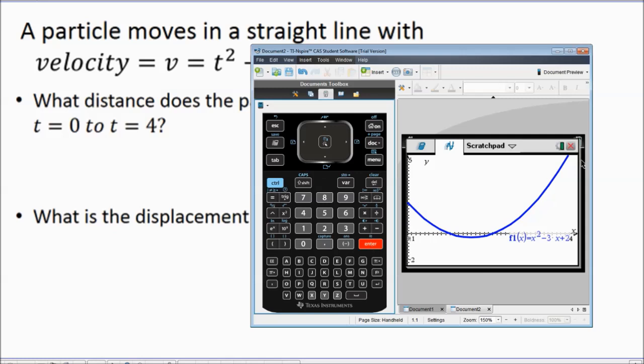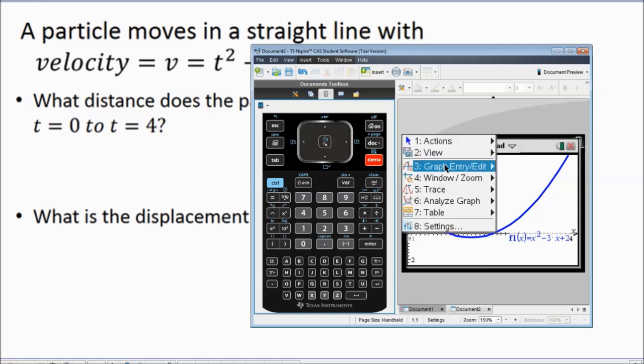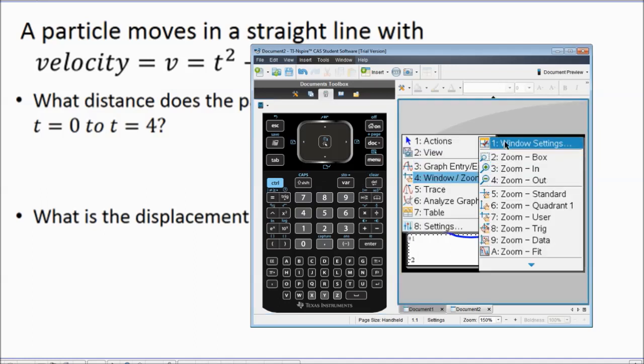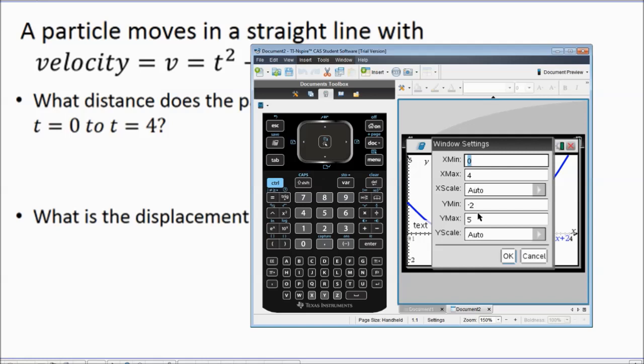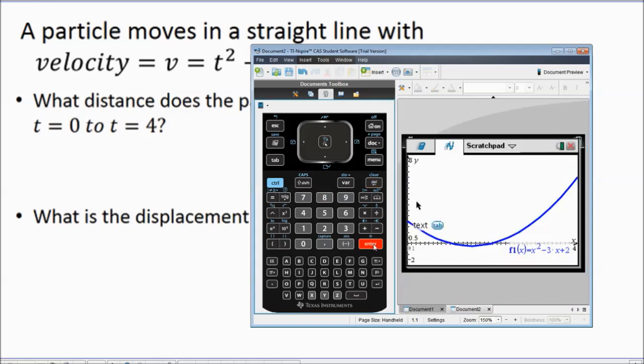And yep, it looks like up here I've chopped off a little bit of the top of my graph. And so I want to come back and fix that. So menu, and we'll do the window zoom, window settings, and I'm going to change this. I don't know. I think 8 would probably be big enough. Okay, there we go.